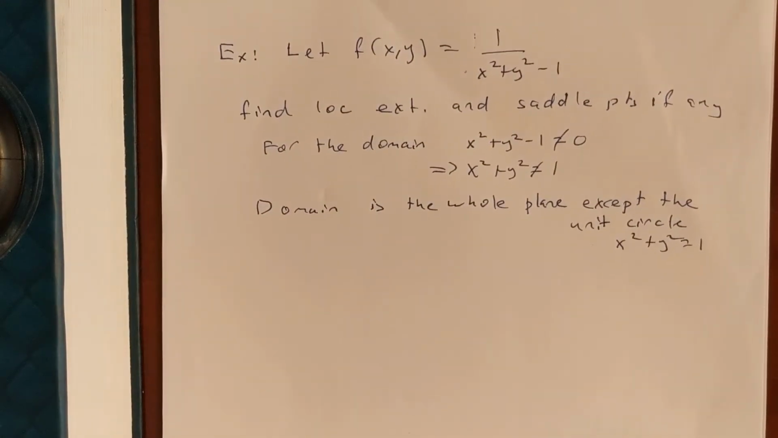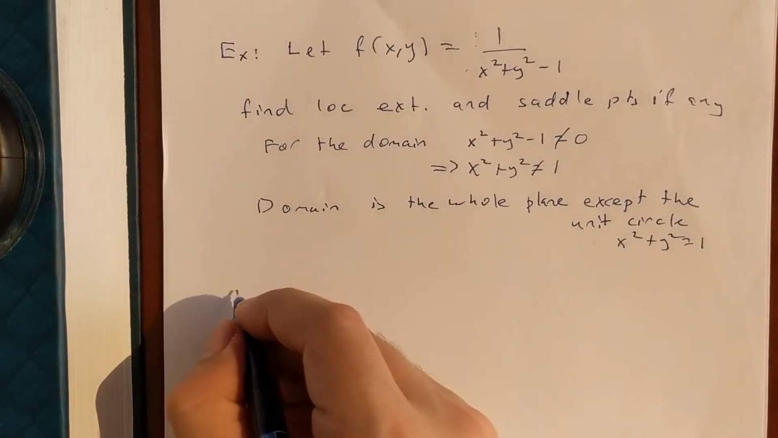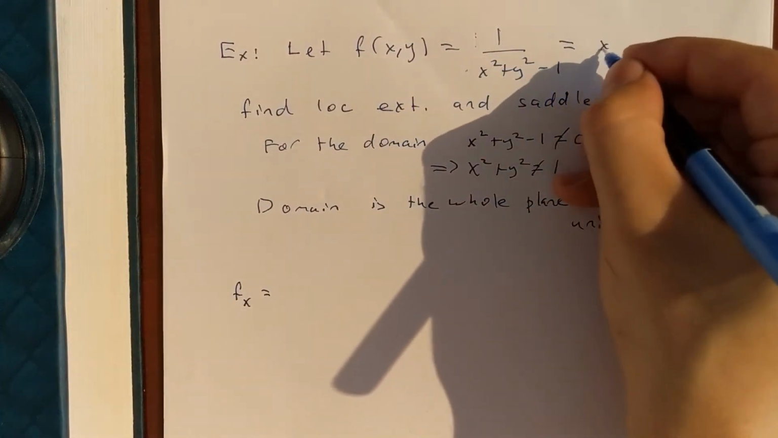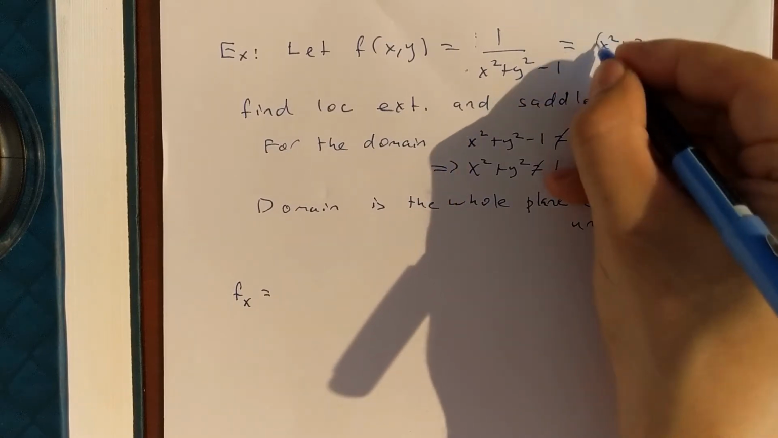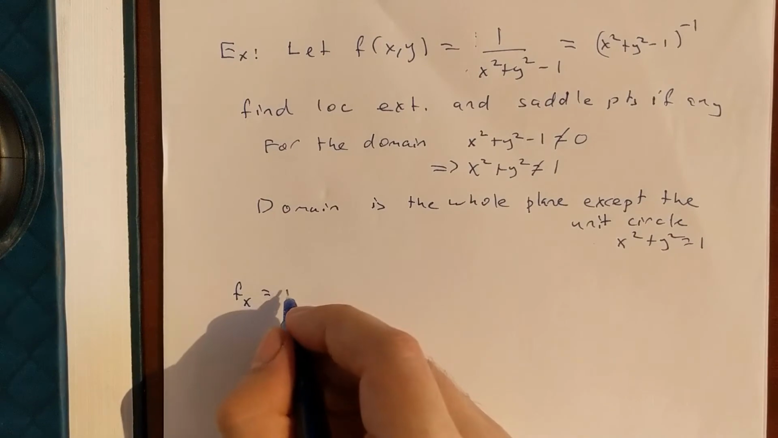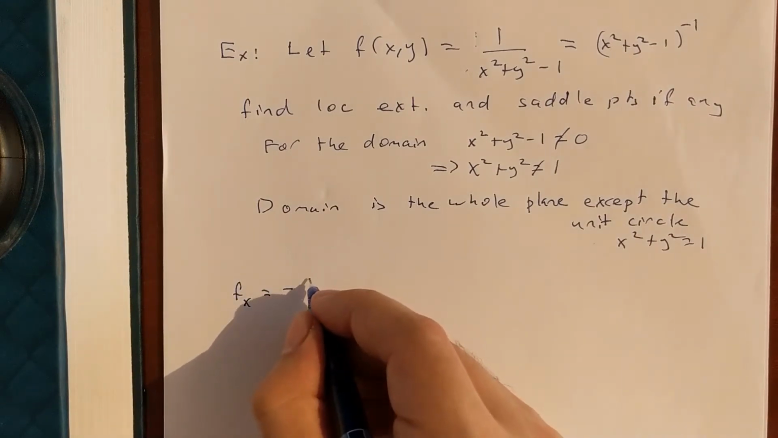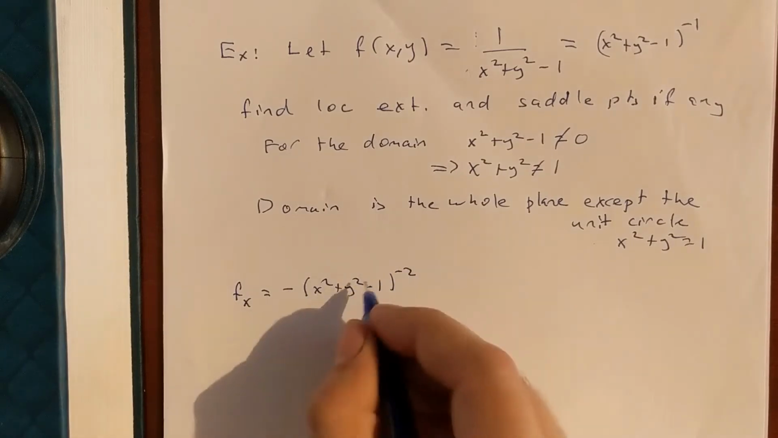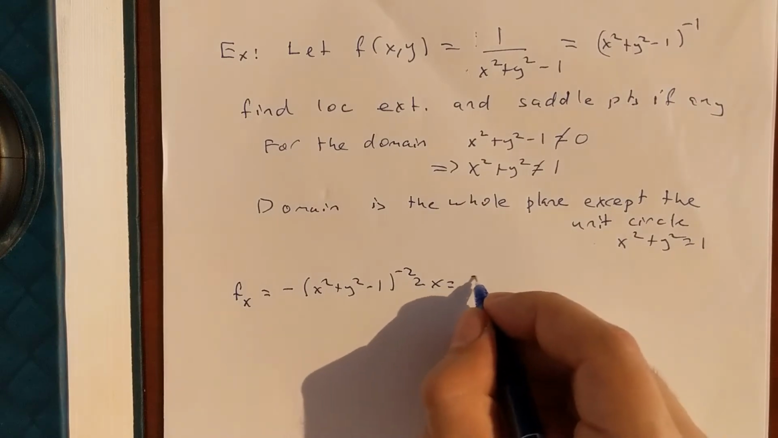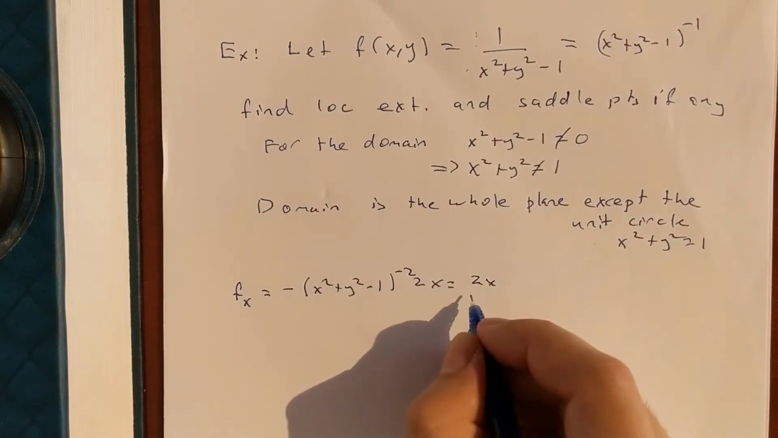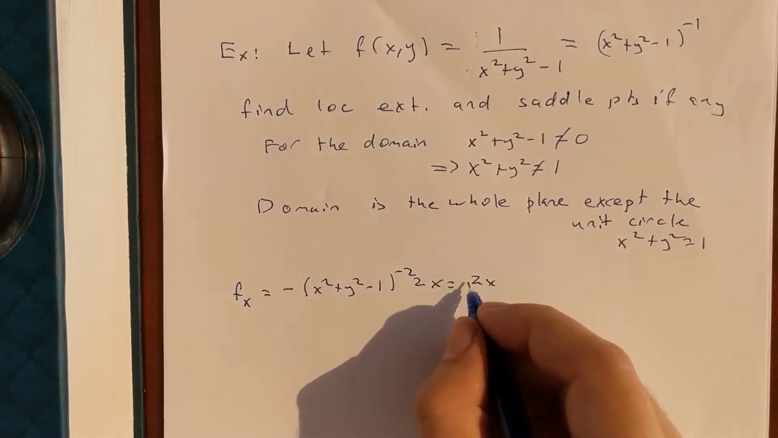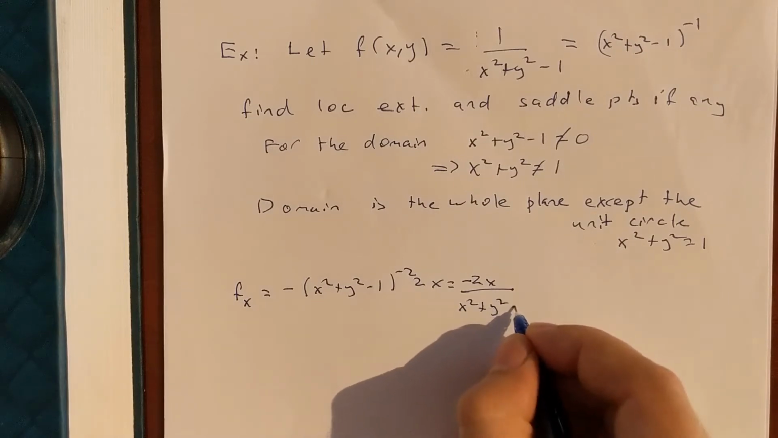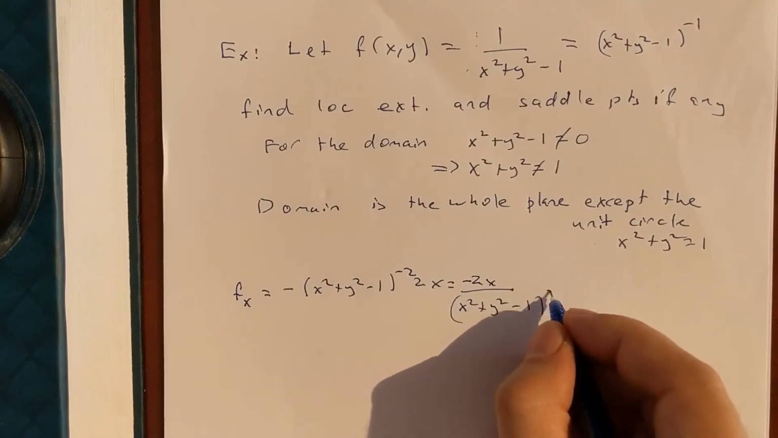Now let's talk about our derivatives. When are the derivatives 0 and when do they not exist? If I look at f sub x, it's more helpful if we write this as x squared plus y squared minus 1, the whole thing to the negative 1. Negative 1 comes in front, and we have x squared plus y squared minus 1 to the negative 2 times the derivative of the inside, which is 2x. So this is minus 2x over x squared plus y squared minus 1, the whole thing squared.